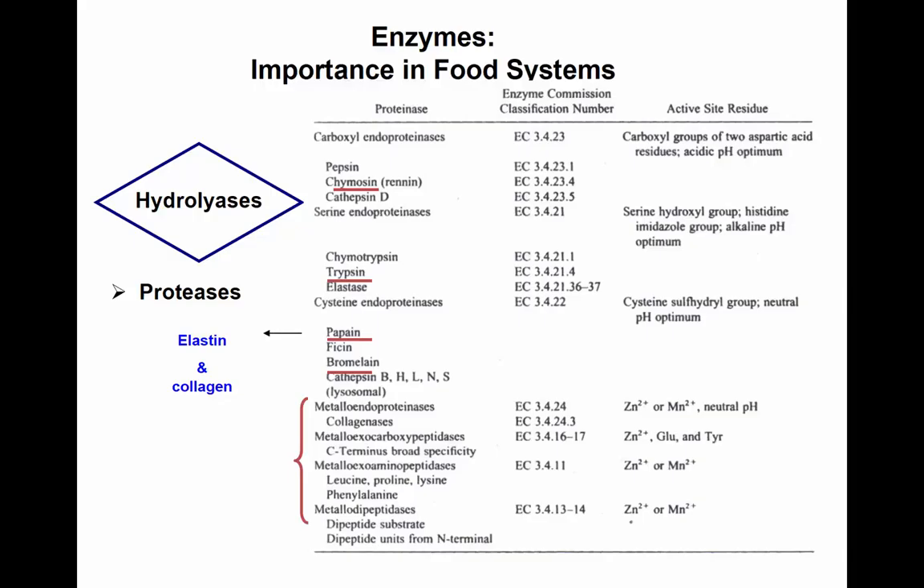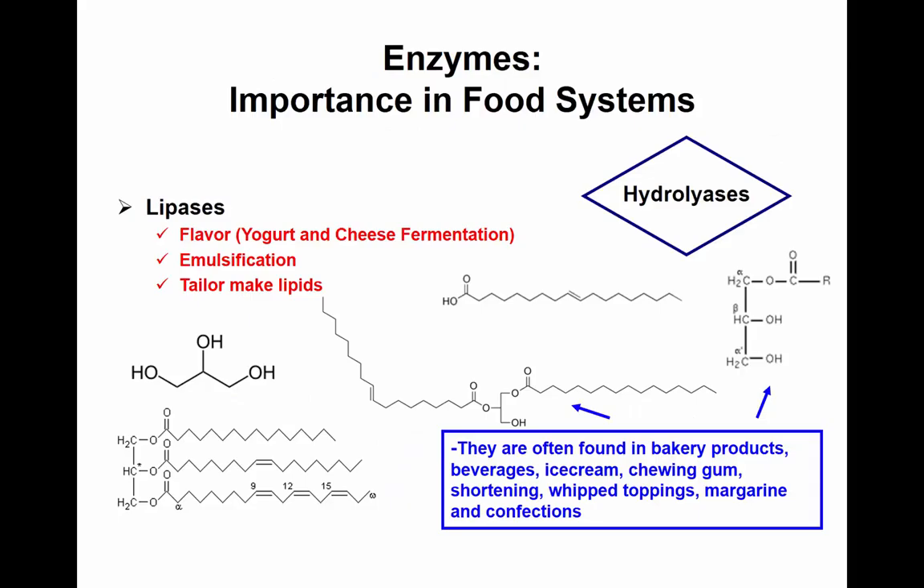Some differ in sensitivity or selectivity. Trypsin is highly selective, for example. It only cleaves after lysine and arginine, whereas pepsin, we call it peptidase usually because it's general to any peptide. It can break any peptide.